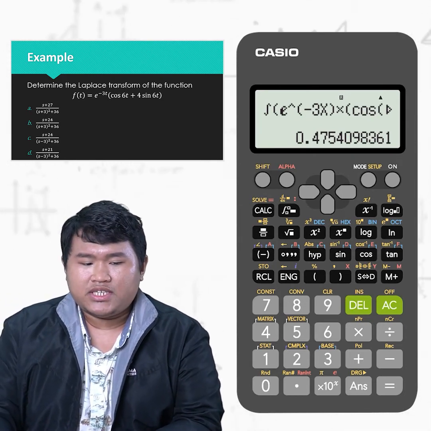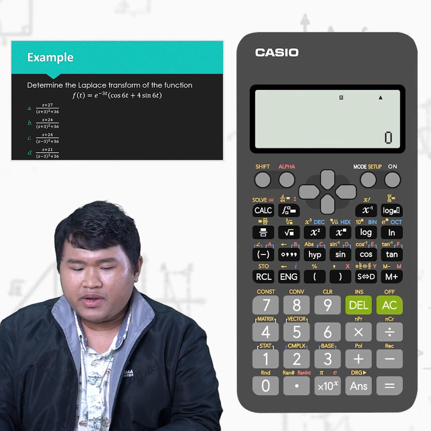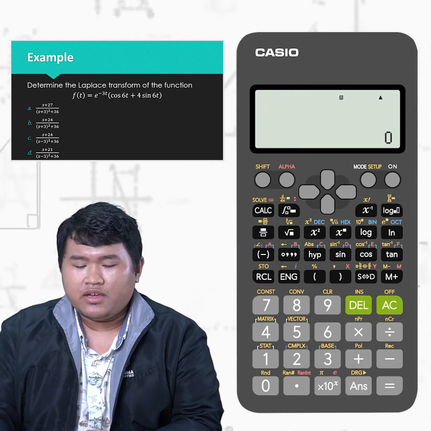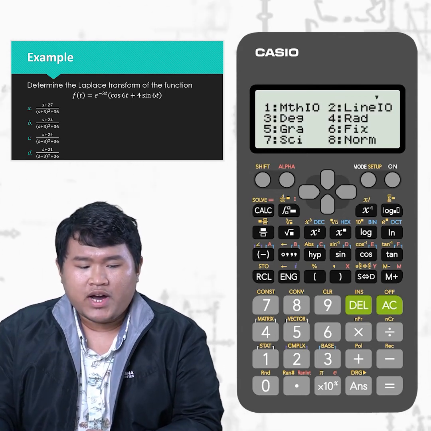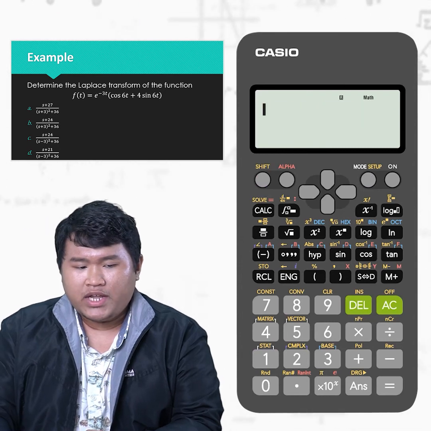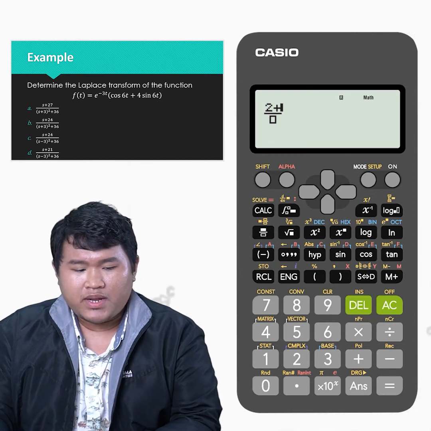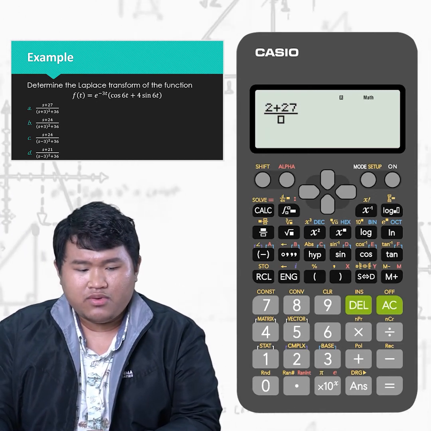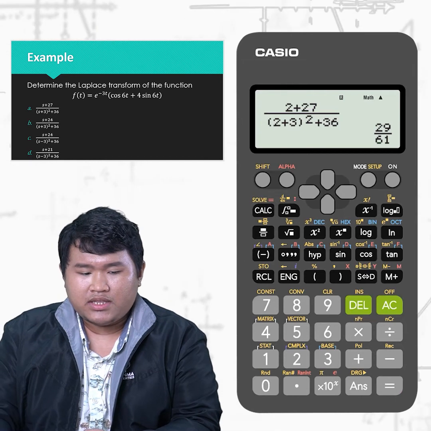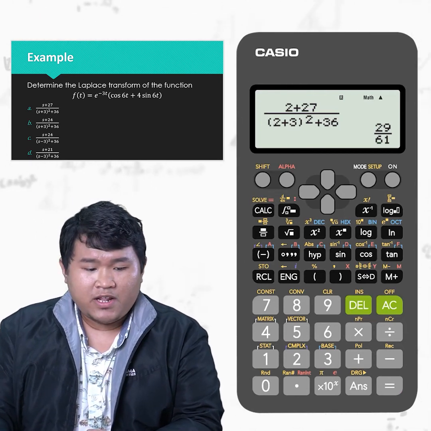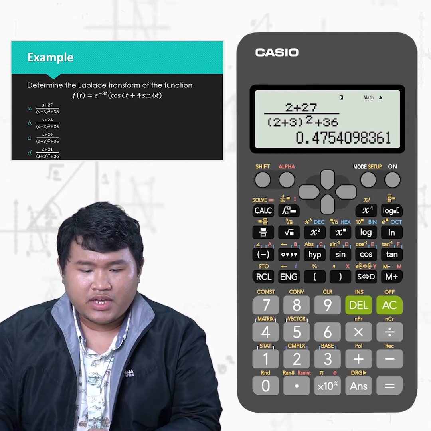Now, let's save this for our reference. Let's save this to variable A: shift, store, A. And then let's compare it with the multiple choices. So let's try letter A. To do that, let's go back to the Math IO mode: shift, mode, Math IO 1, and then let's try letter A. S is 2 based on the previous one. 2 plus 27 over S, which is 2 plus 3 quantity squared plus 36, and then press equals. You will get 29 over 61. Convert it to decimal with S to D, and you will get 0.4754098361.